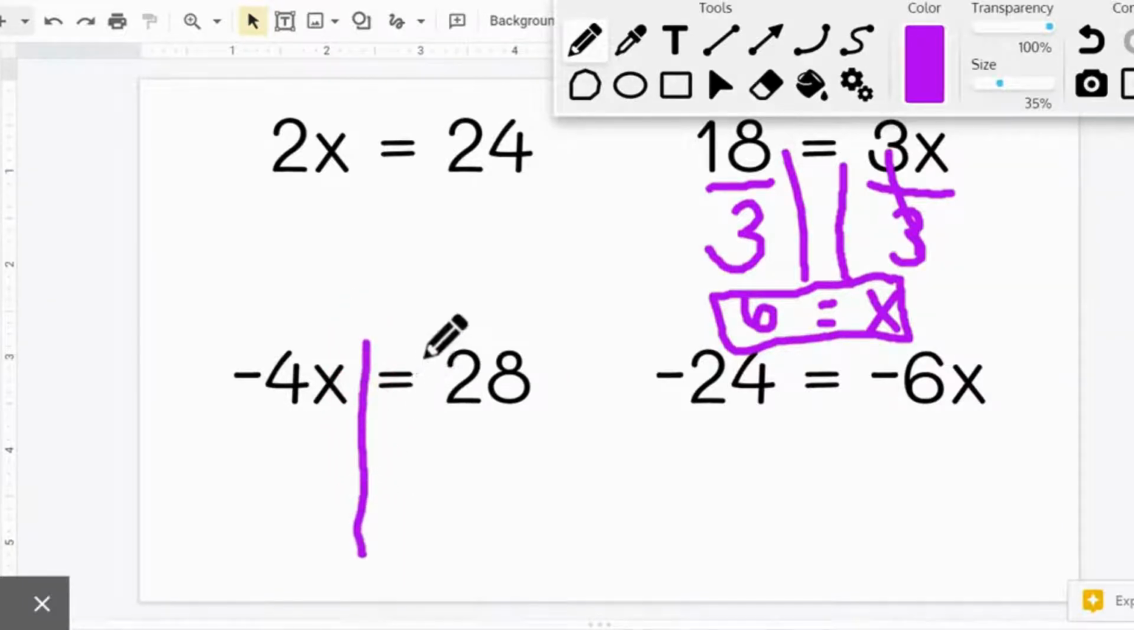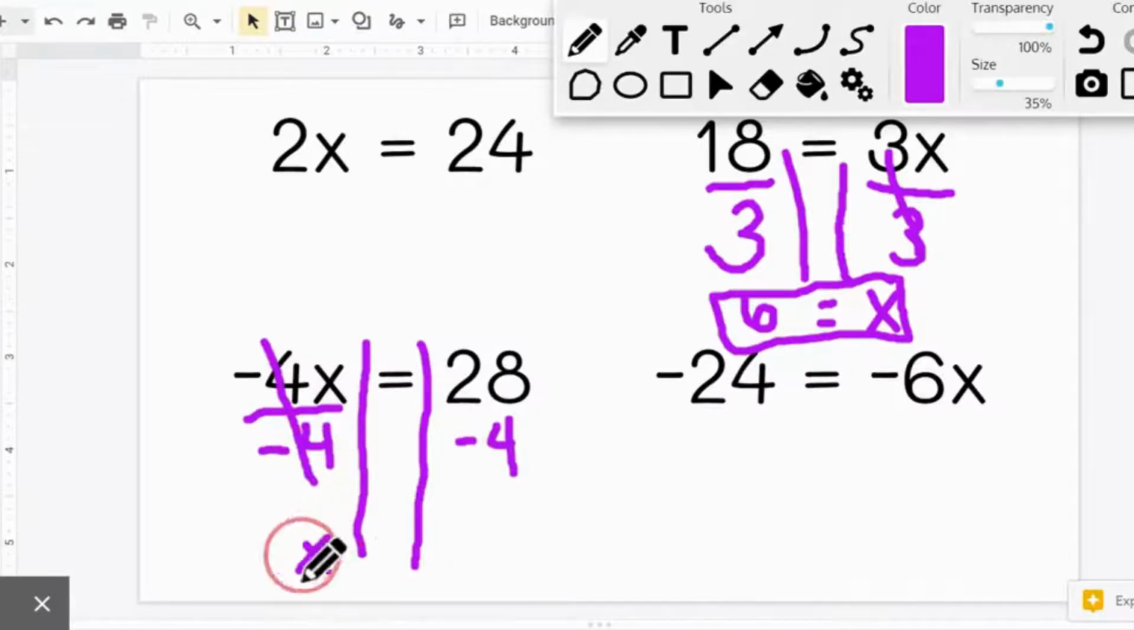Ooh, negatives. All right, let's start by drawing the balance. The variable is on the left. It says -4 times x. So the inverse is division. So we're going to divide both sides by -4. -4 divided by -4 is 1, and 1x is just x. And then 28 divided by -4. 28 divided by 4 is 7, and a positive divided by a negative is negative.